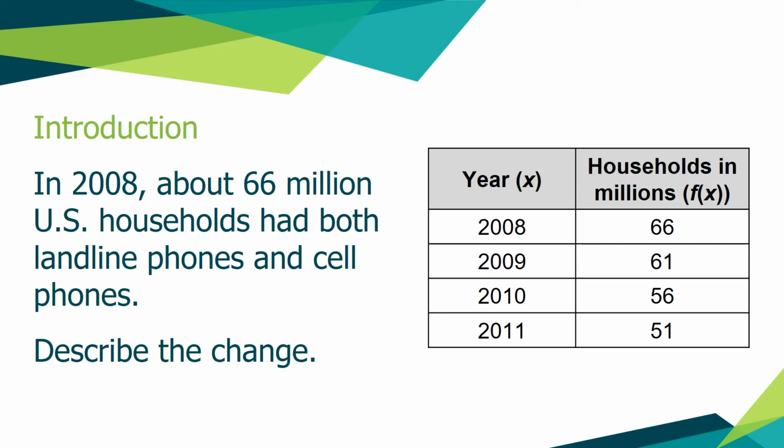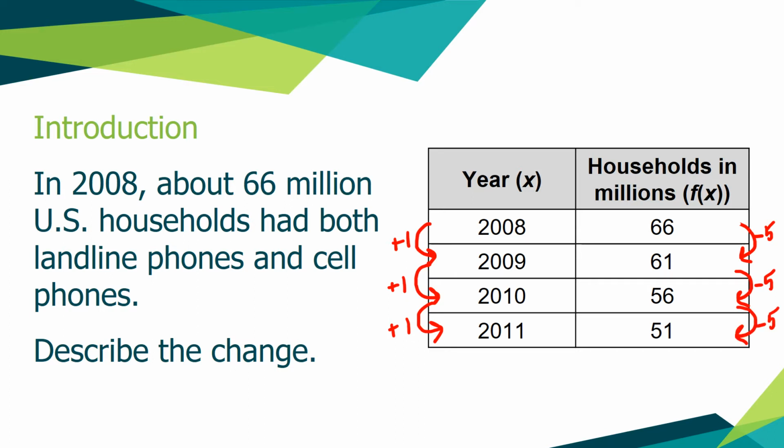Okay, so remember in Algebra 1 when we talked about describing the change, we went from one row to the next and we said this added 1 because we went from 2008 to 2009. And then when we did from 2009 to 2010, it still increased by 1. And in 2010 to 2011, it increased by 1. Now let's find the pattern in the right-hand column. 66 to 61, we decreased by 5. 61 to 56, we decreased by 5. And then 56 to 51, we decreased by 5.